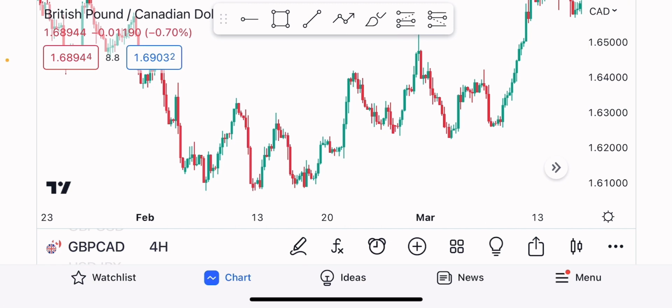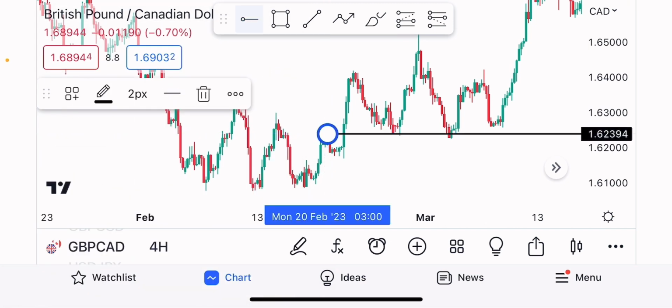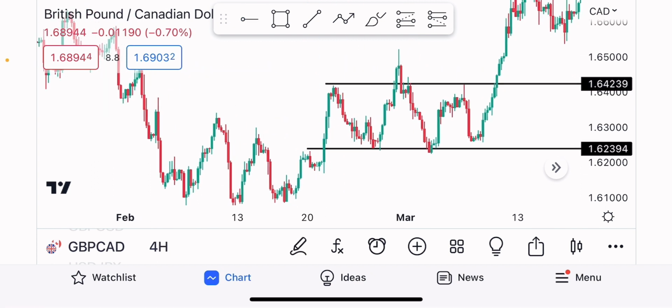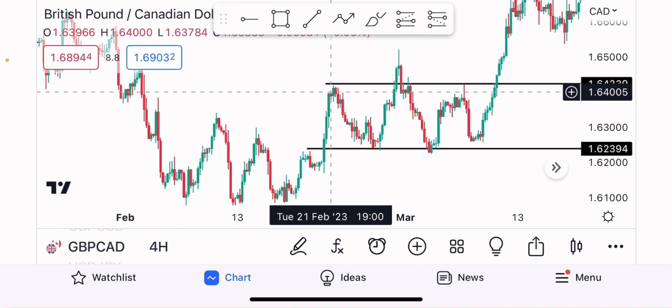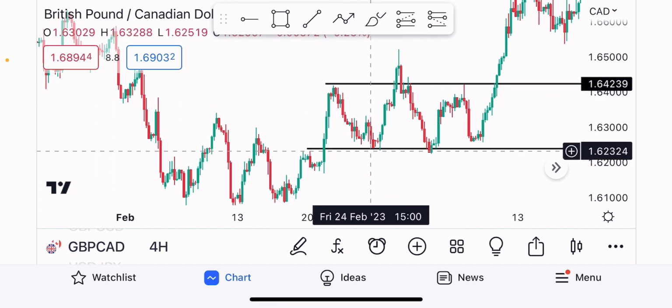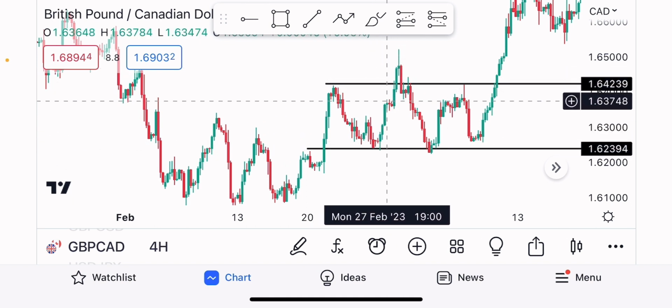So we're having a market look on GBP/CAD on the 4-hour time frame. So you can see at this point the market formed a level of support as well as a level of resistance at this zone. At this point the market got to this level, bounced off this zone, sold back to this level, and when the market got to this level, it went back to the upside.